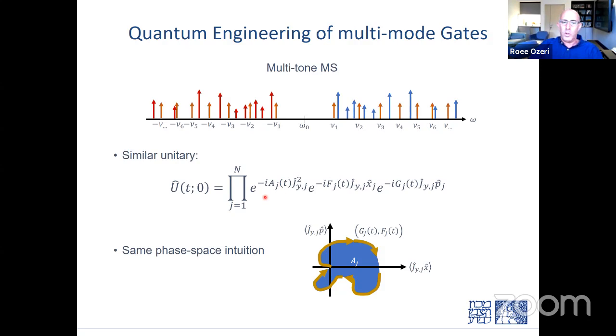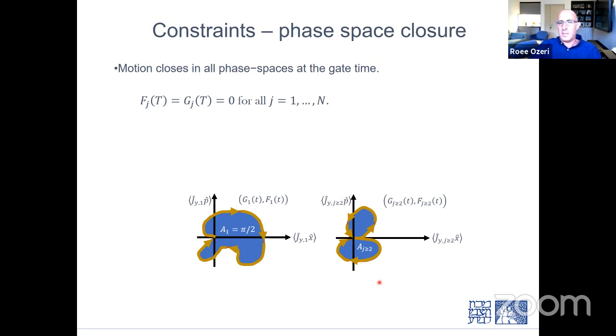And the total time evolution operator is going to be the product over all normal modes, because the operators in different normal modes commute with each other. We don't have to particularly worry about ordering of operators in this product. So for every normal mode, we're going to have a trajectory which is traversed through phase space. And again, in order to get a gate, it's a similar phase space intuition. We need to make sure that all these trajectories close at the end of the gate. So this would be the constraint.